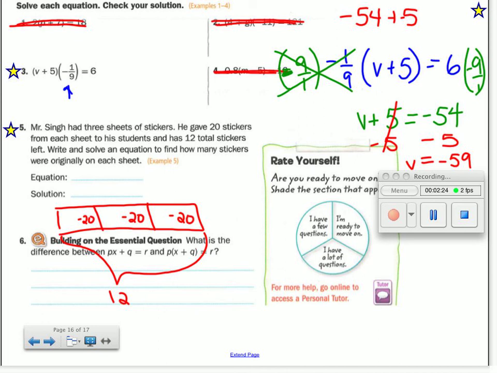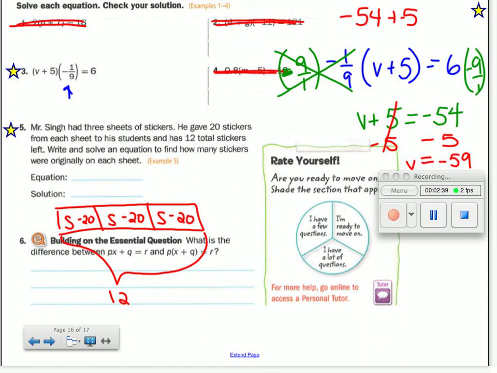Write and solve an equation to find out how many stickers were originally on the sheet. We don't know, so let's put stickers, stickers, and stickers. So on all 3 sheets, he takes off 20. In the end, when it's all combined, he only has 12. So how many did he start with?